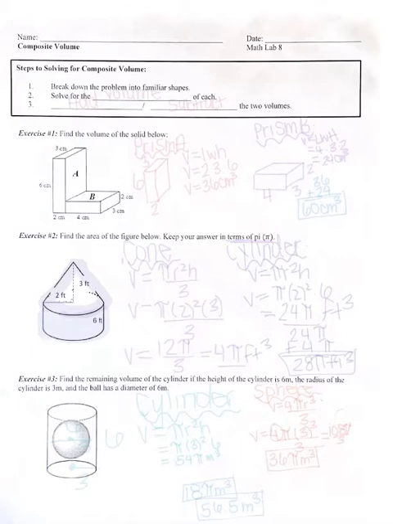So to solve for composite volume, as I said before, we're going to break down the problem into familiar shapes. You're going to then solve for the volume of each. And then, depending on whether the shapes are connected to each other or one is inside of another, we're going to either add or subtract to find that composite volume. So, we're going to look at example 1.